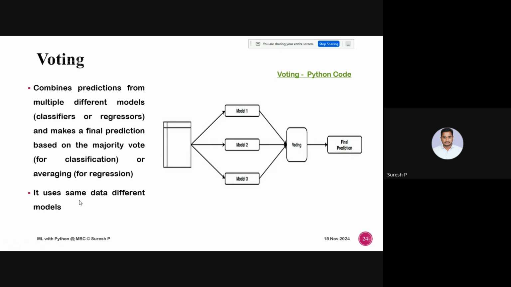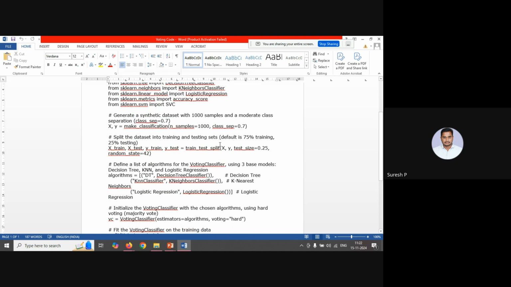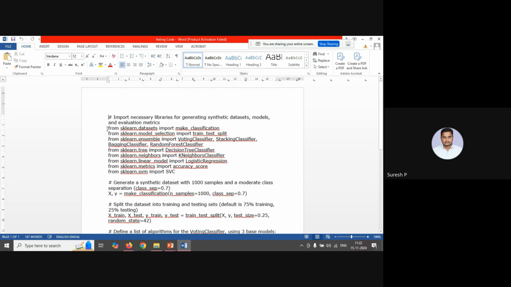It will perform the action. Even if you want to see the code, you can have that voting algorithm and all those things. So here we have to import the libraries in Python. We all know that there are a lot of predefined Python modules and libraries available for implementing the machine learning algorithms.